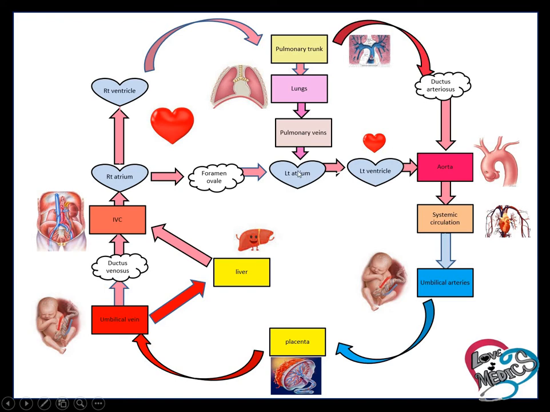And here the left atrium delivers the blood to the left ventricle, and that blood is delivered into the aorta. From the pulmonary trunk, the blood also passes via the ductus arteriosus and directly reaches the aorta. That blood passes into systemic circulation and delivers the oxygen to the fetus, and then it carries the deoxygenated blood to the placenta through the umbilical artery.